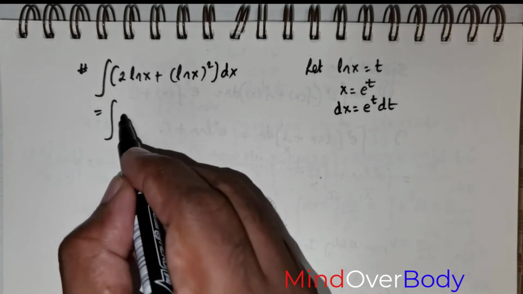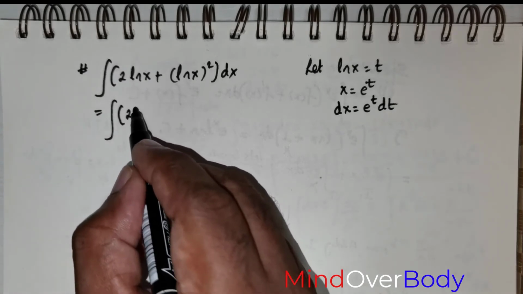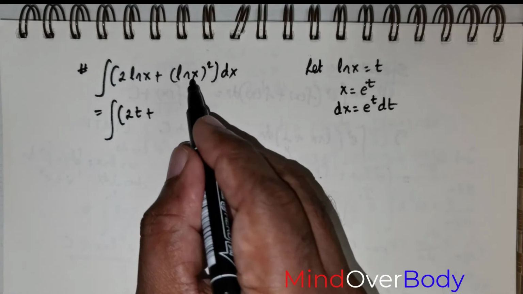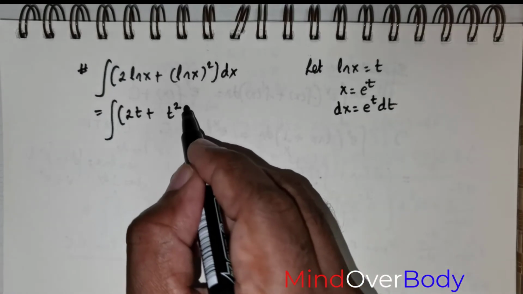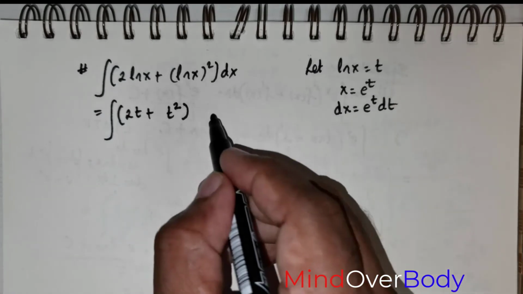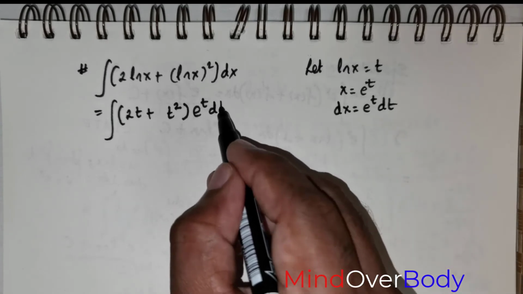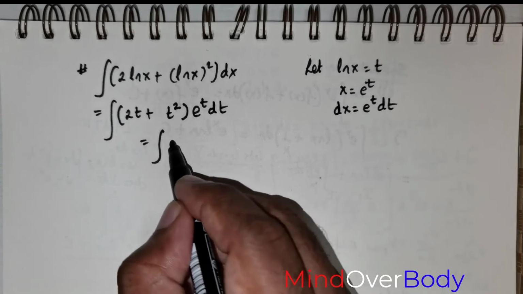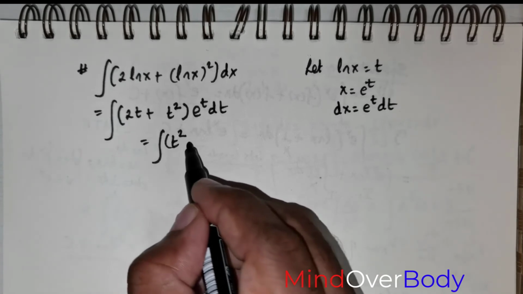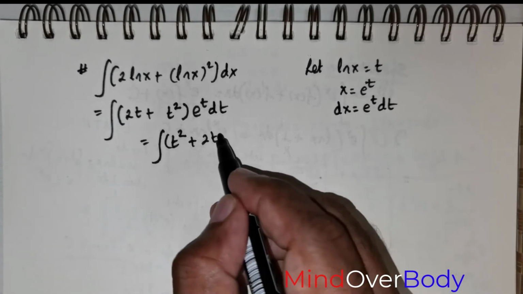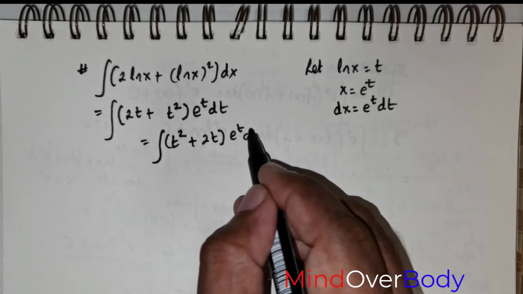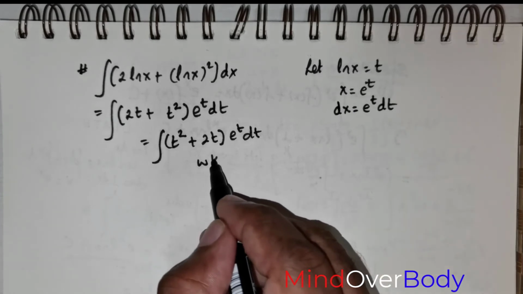So this can be rewritten as the integral of 2 times t plus, in place of ln x I substitute t, that has to be raised to the power of 2, and in place of dx I would substitute e raised to the power of t times dt. I can rewrite this as the integral of t squared plus 2 times t, times e raised to the power of t times dt. Now we know this formula.